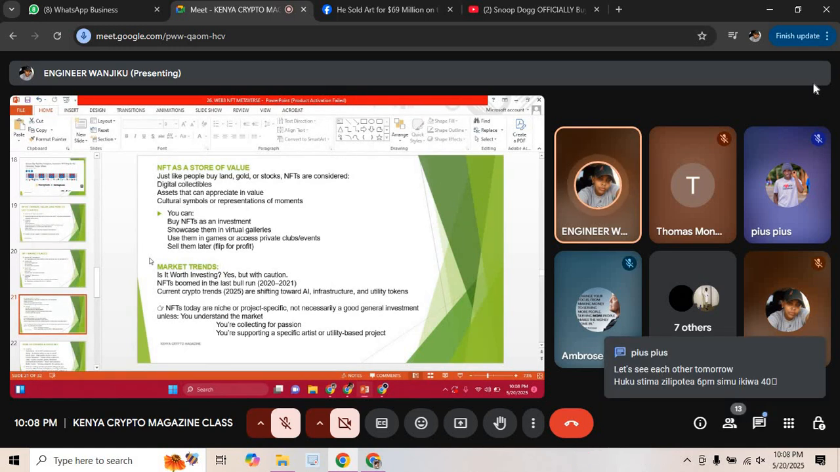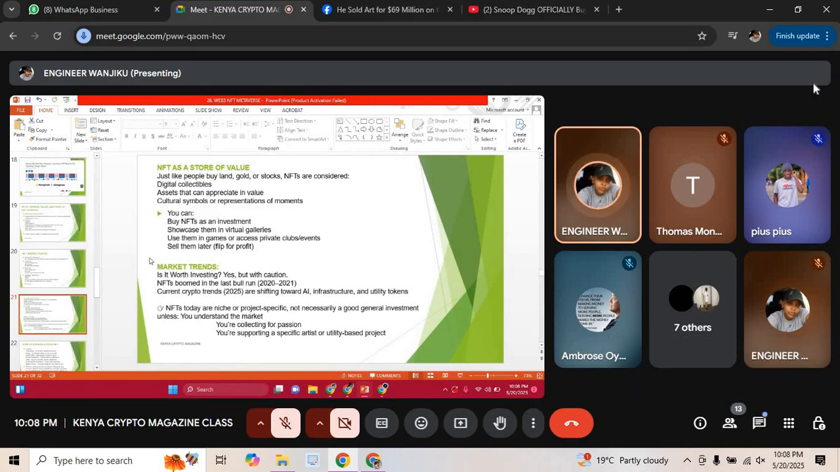Is NFT worth investing? Yes, but with caution. NFTs mostly boomed in the last bull run, the 2021 cycle. Remember, every bull run cycle has a trending narrative, and in the current bull run, which is 2025, the current crypto trends are shifting mostly towards AI, infrastructure, utility tokens, gaming tokens, all that. So not majorly on the NFTs.